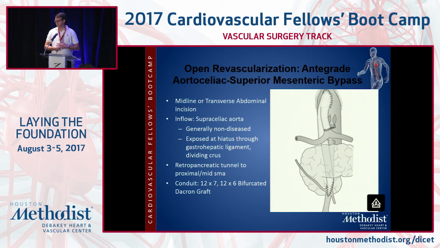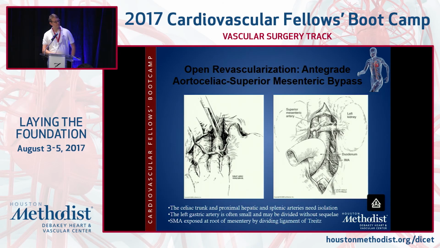So even in patients who have really calcific visceral disease, that distal thoracic aorta that you can access through the gastrohepatic ligament, dividing the crus, will often be free of disease, very clampable, and an acceptable site for inflow. Many people then will take a bifurcated graft. You'll have a short graft to the trifurcation of the celiac artery, and then generally a retropancreatic tunnel down to the proximal portion of the SMA or the mid portion where it reconstitutes. So usually a 12/7 bifurcated graft or a 12/6 might be a good option.